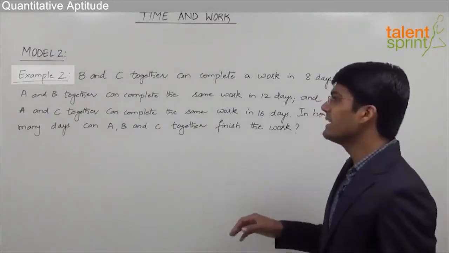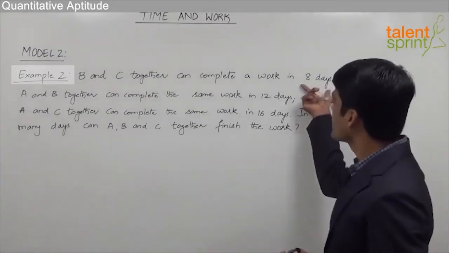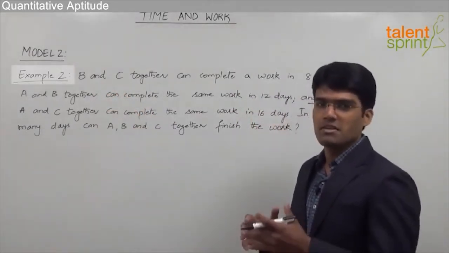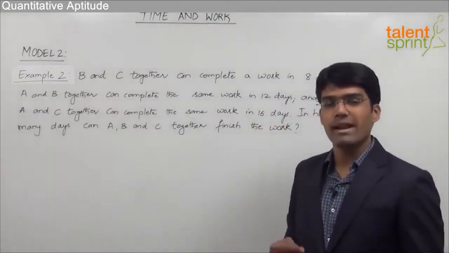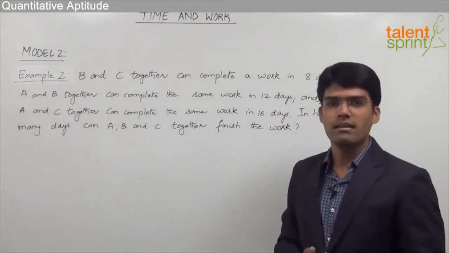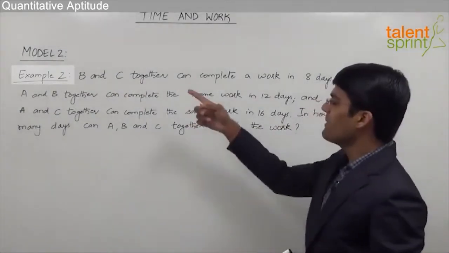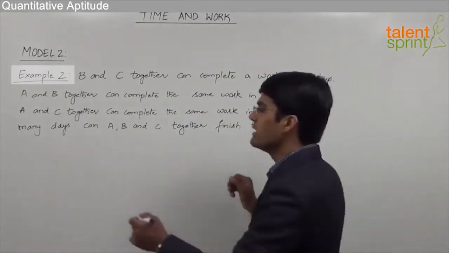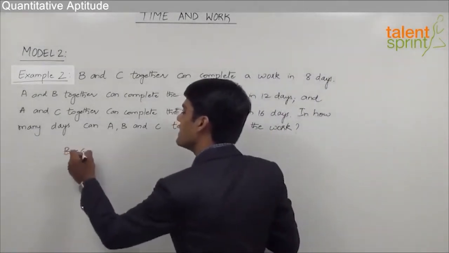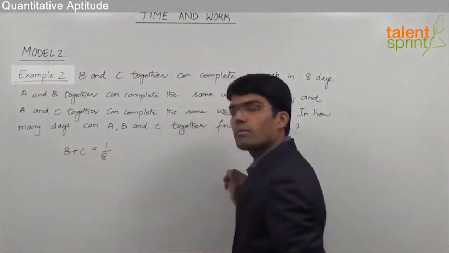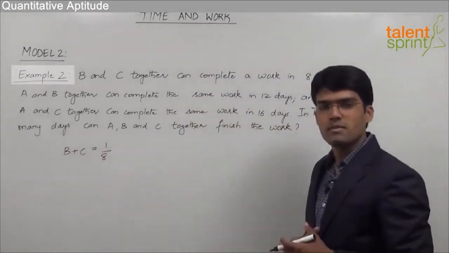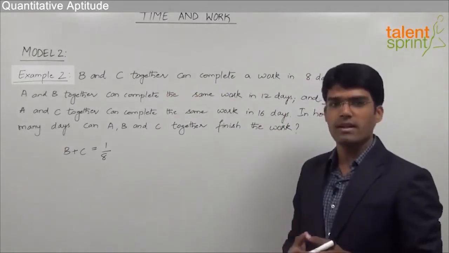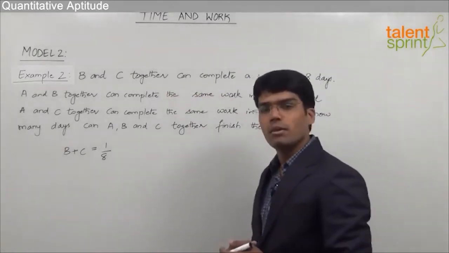So as you can see here, we have been given the number of days required by pairs of different persons, and from which we are supposed to find out the number of days required when A, B and C together do the work. So the first statement here is B and C together can complete a work in 8 days. That means the work done by B and C in 1 day will be equal to 1 by 8. Assuming that the total work is 1 unit, B and C can finish 1 unit of work in 8 days. So in 1 day they will finish 1 by 8 of the work.